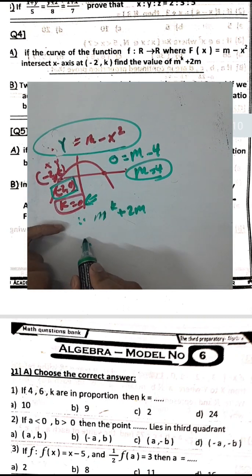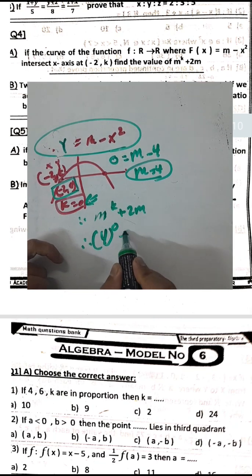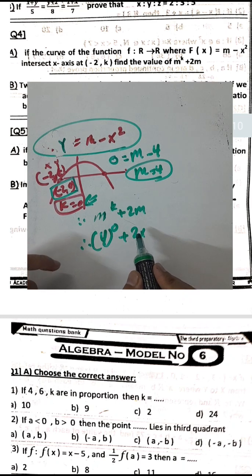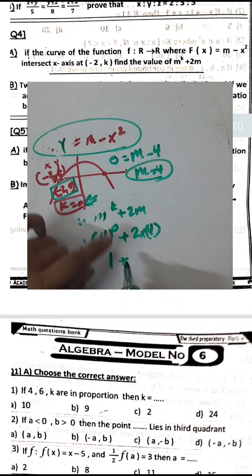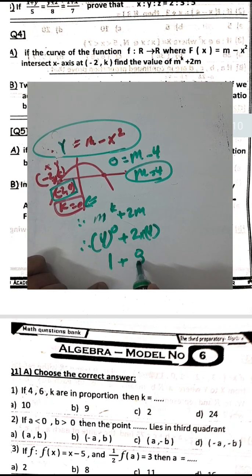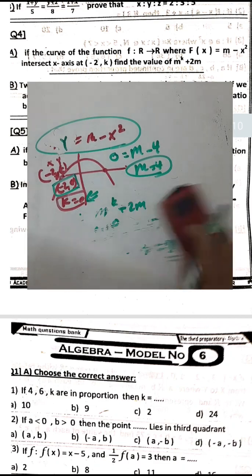Then what will the value be? m power k, 4 power 0, plus 2 multiplied by the value of m. The value of m will be 4. The result will be 4 power 0, which is 1, plus 2 times 4, which is 8. 8 plus 1 will be 9. The result will be 9.